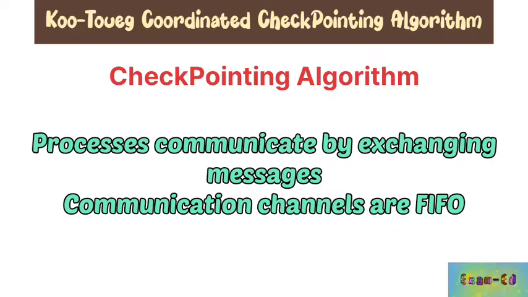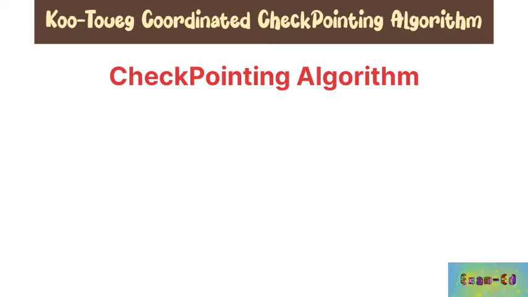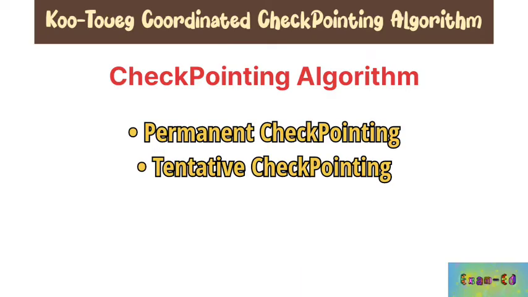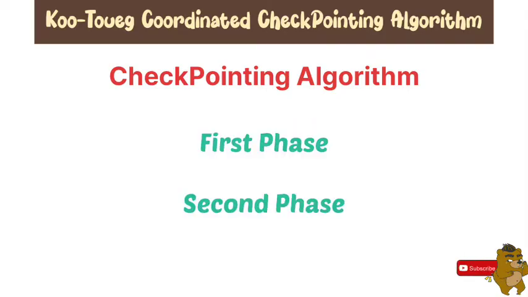In this checkpointing algorithm, we have two checkpoint types: permanent and tentative. A permanent checkpoint is a local checkpoint that is part of a consistent global checkpoint. A tentative checkpoint is not permanent; it is a temporary checkpoint that becomes a permanent checkpoint if the process is successful. The algorithm consists of two phases, the first phase and the second phase.